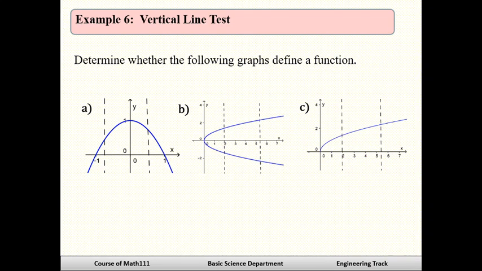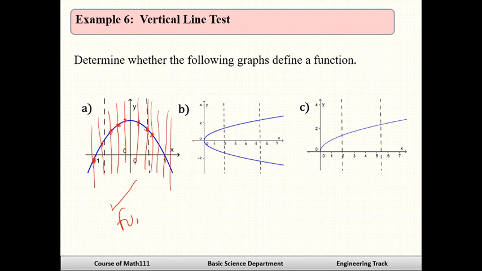Now look at the following example. Determine whether the following graphs define a function. Now to check the function, you have to look at the vertical lines, and if each vertical line is passing through or intersecting the curve at only one point for each of the vertical lines, then it's a function. So as you see, each vertical line is intersecting the graph at only one point. So for this reason, it's a function.